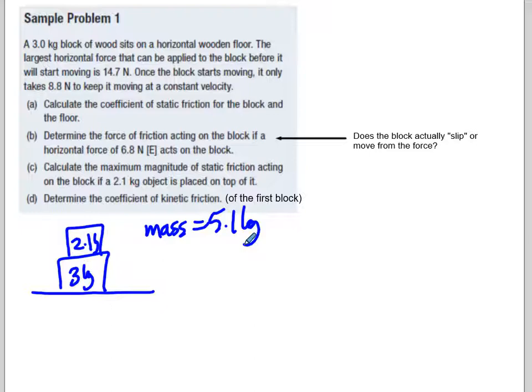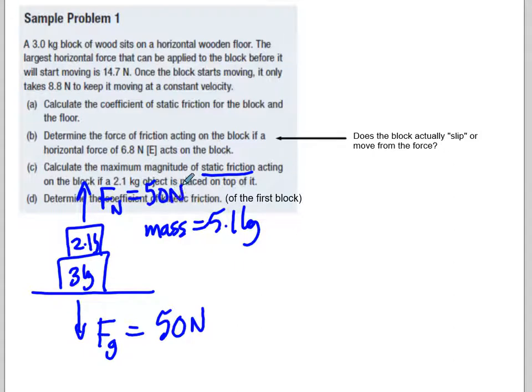Now calculate the maximum magnitude of static friction. What we should see, because the mass is greater, is that our normal force should go up. So we should expect the force of friction to go up as well, but let's go prove it. So Fg here will be 5.1 times 9.8. Let's just say that's 50 newtons. That means my normal force, because again these boxes aren't moving in the vertical direction, is 50 newtons. Now calculate the maximum magnitude of static friction. So now if we grab our formula here, we know this is related.